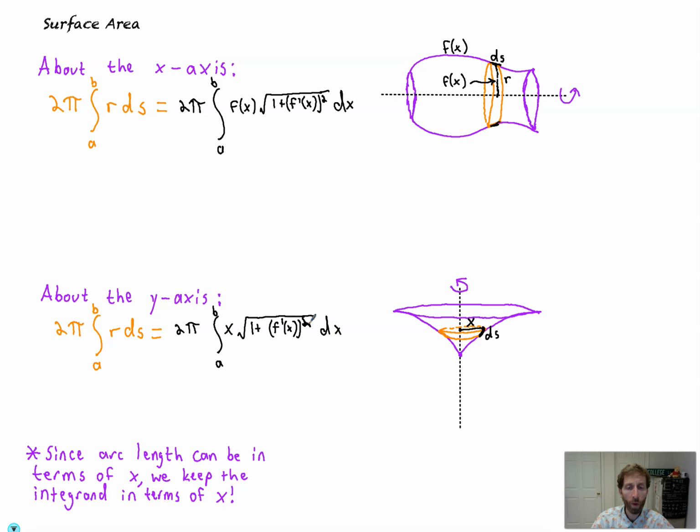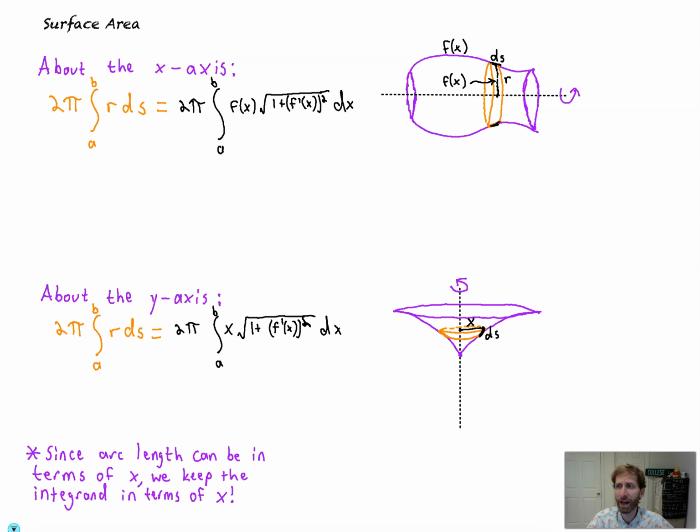Now, what I want you to notice here, and I put this little note at the bottom, is that since the arc length can be in terms of x, we keep the integrand in terms of x, meaning it doesn't really matter that we're rotating this thing about the y-axis. It doesn't make it in terms of y, because arc length can be in terms of x no matter which way you rotate. x is the radius. I'd rather keep everything in terms of x. The only time you change surface area to be in terms of y is if the function's in terms of y. All right, let's dive into a couple problems using this, and then at the very end of this video, we're going to go over where this formula comes from. It's pretty rad. Okay, let's take a look.